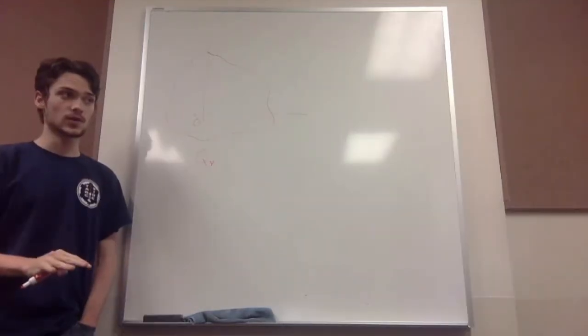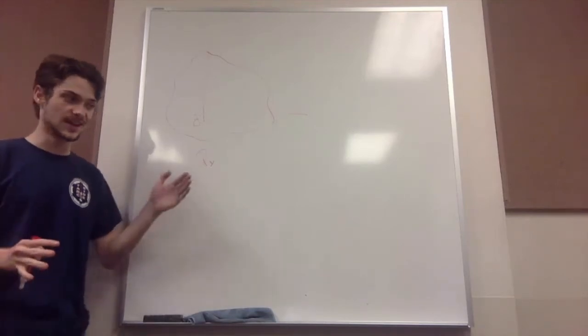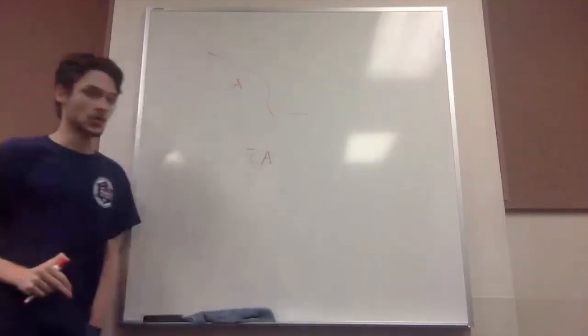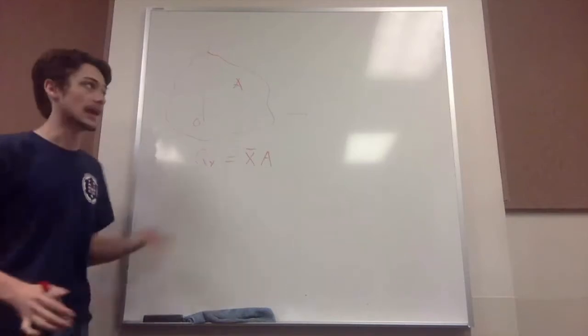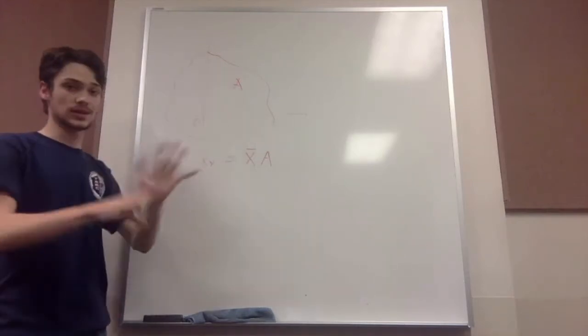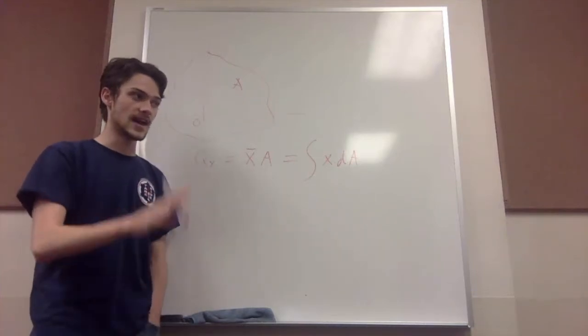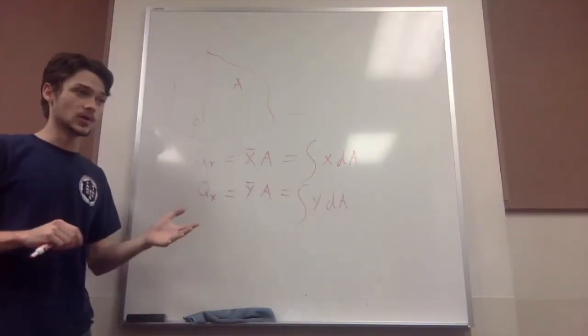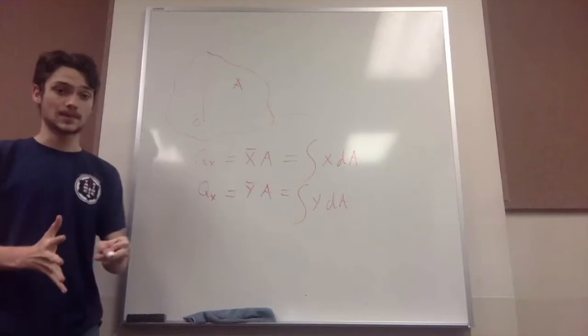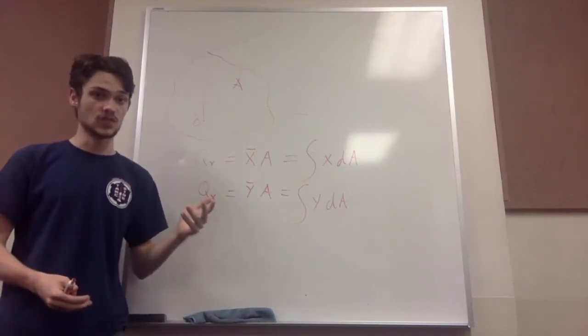Okay, we have this little plate, this 2D plate right here. The first moment with respect to y, which we signify as Q sub y, is going to be x bar times A, being the area of this plate here, which is also going to be equal to the integral of x times dA. The first moment with respect to x is going to be y bar times A, or the integral of y times dA.